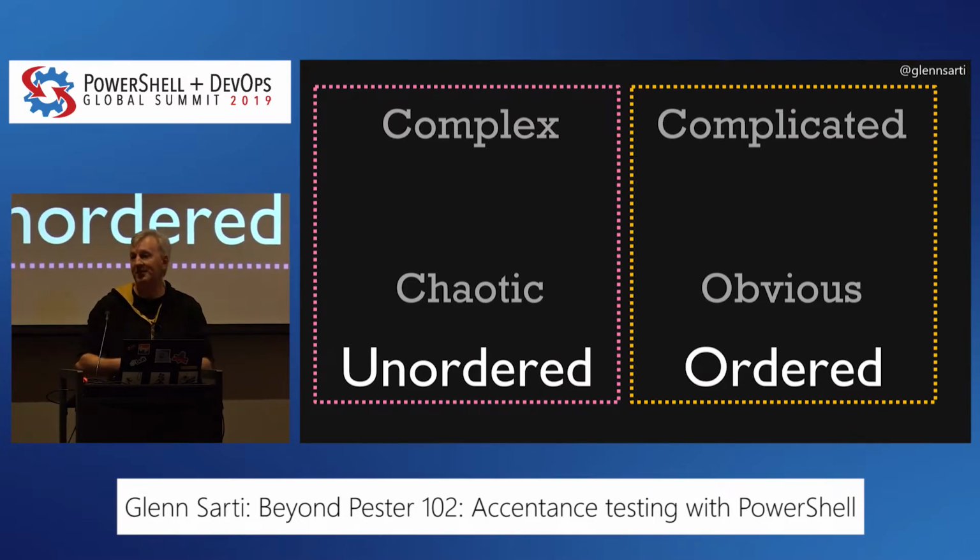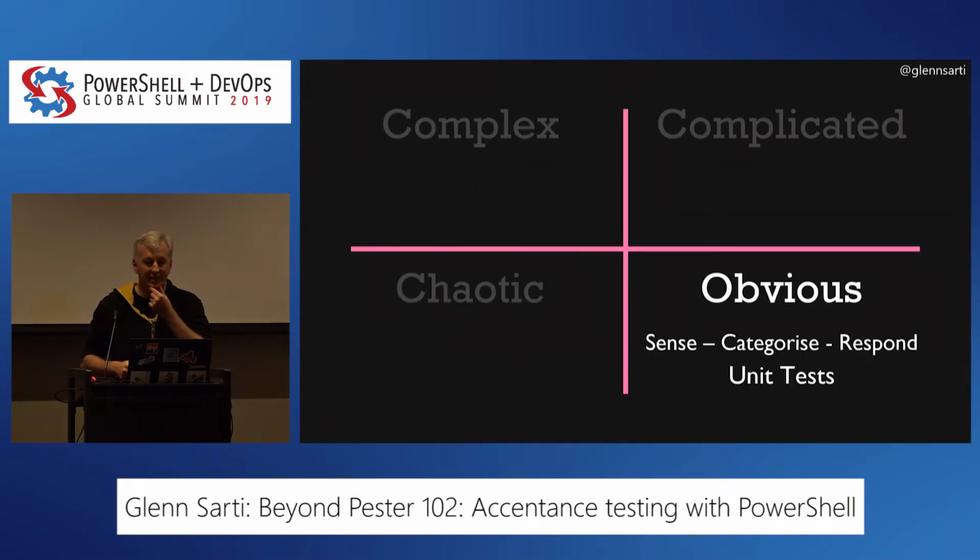So how does software testing fit in then? Unit tests tend to live down the bottom there in the obvious domain. The relationship between cause and effect is very clear. If you do X, expect Y. So when we get a unit test failure, we use sense, categorize, and respond to fix it. We see the Pester test output. We then categorize it, the kind of failure it is, for example, a type conversion or an off by one or a null error, and respond immediately by fixing it. In essence, we can see the failure and we know exactly how to fix it straight away.